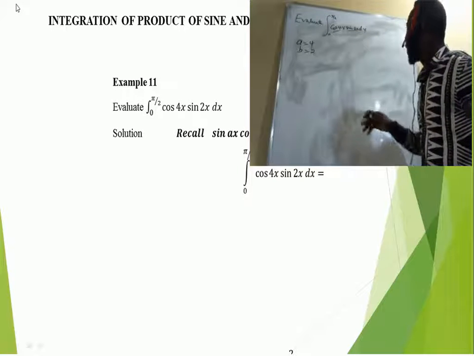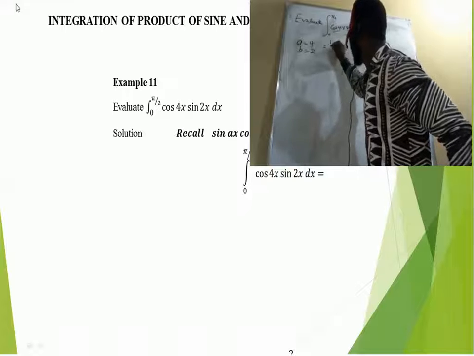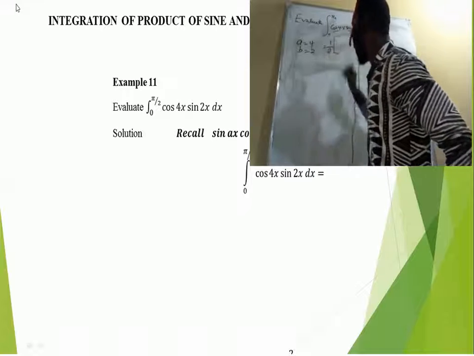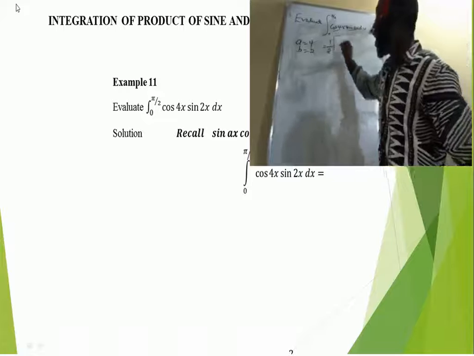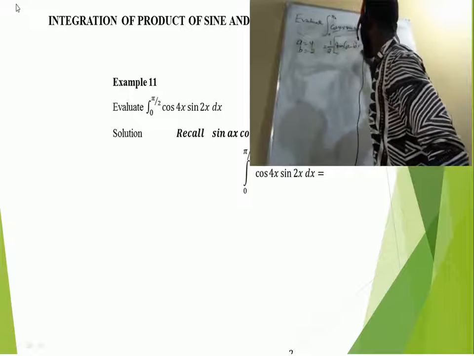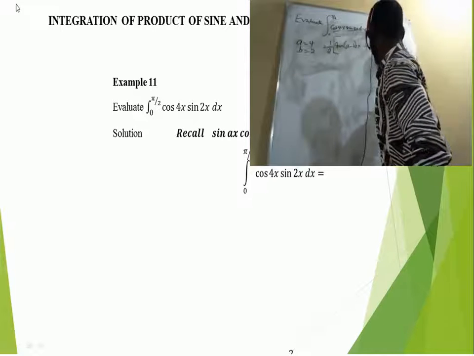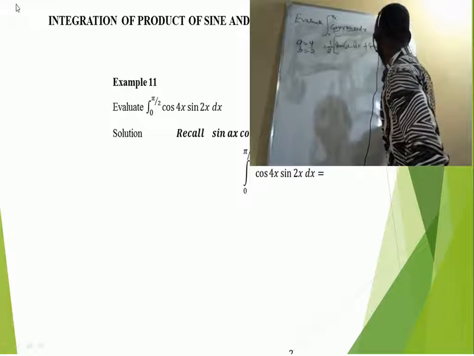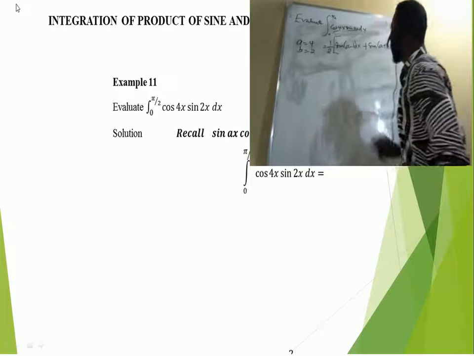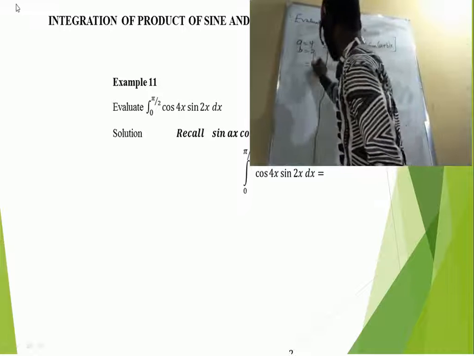So if we are doing that, we are going to substitute as this: 1 all over 2, then bracket, sine bracket A minus B, x, then plus sine A plus B, bracket closed. Then we are to integrate it now. So if we integrate this, this is what we are going to have.